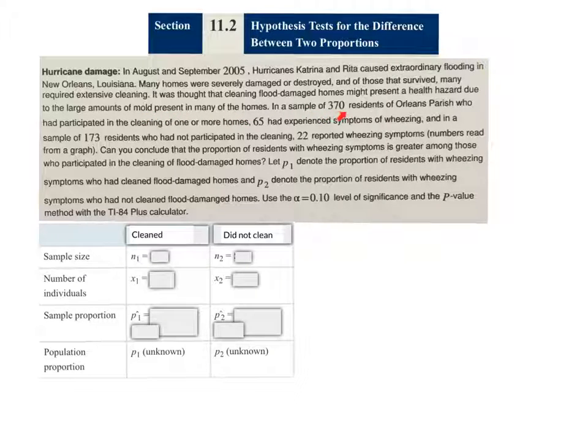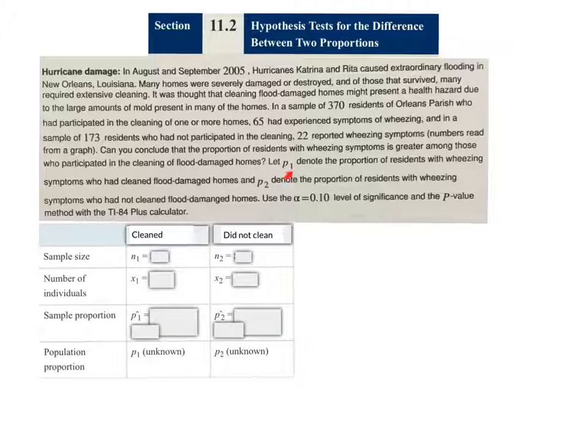In a sample of 370 residents of Orleans Parish who had participated in the cleaning of one or more homes, 65 of them had experienced symptoms of wheezing. And in the sample of 173 residents who had not participated in cleaning, 22 of them had wheezing problems. So we're looking to see if we can conclude that the proportion of residents with wheezing symptoms is greater among those who participated in cleaning of flood damaged homes.